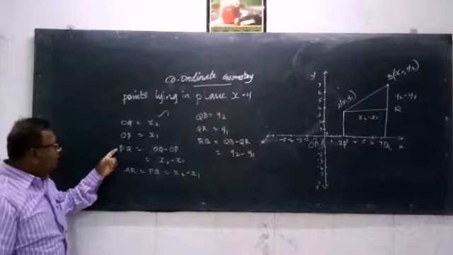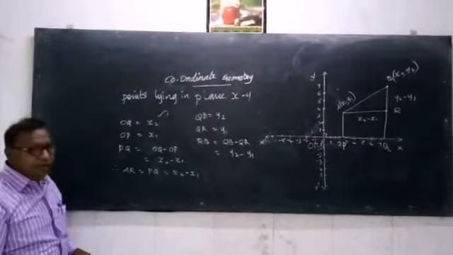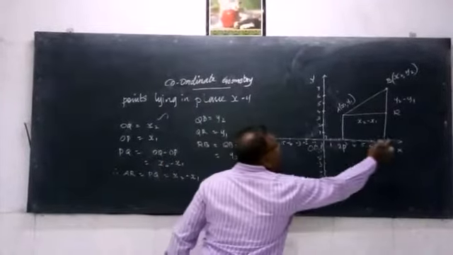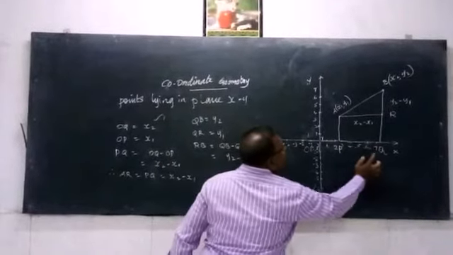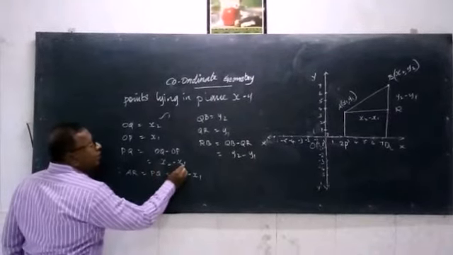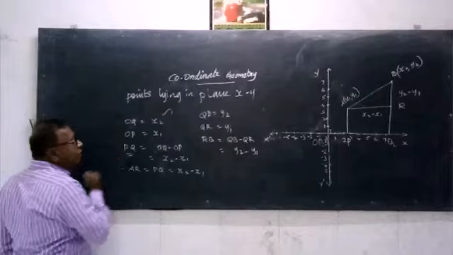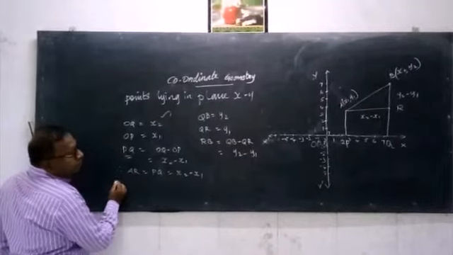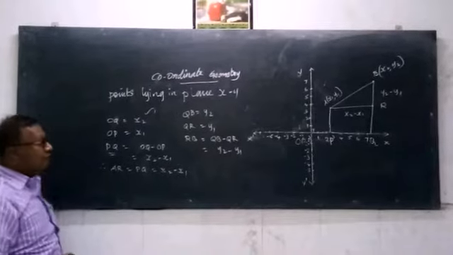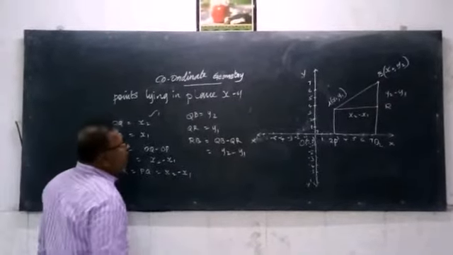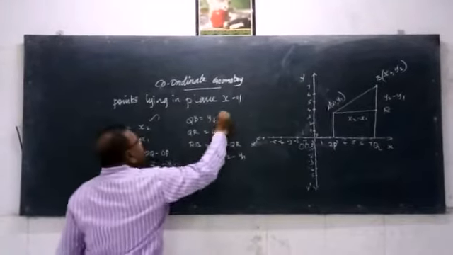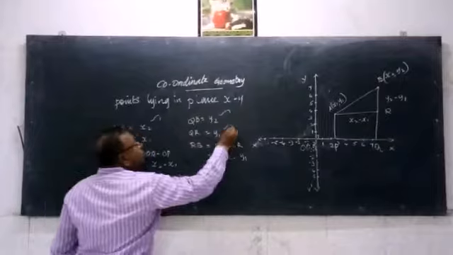So if I want to get the distance PQ, how am I to get it? PQ is equal to OQ minus OP. OQ minus OP will give me the distance PQ. So PQ I have calculated here as x2 minus x1. Now this PQ is equal to AR. So AR is equal to PQ, that is equal to x2 minus x1. Similarly, on the other side, you see from Q to B it is y2. Again Q to R it is y1.